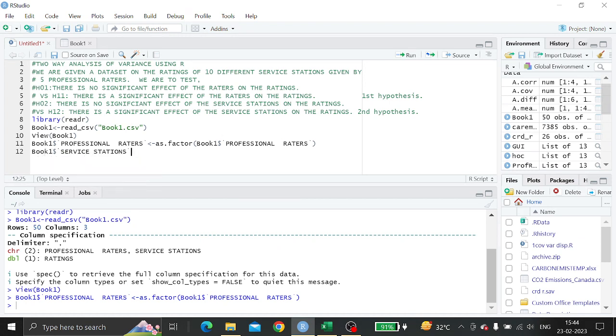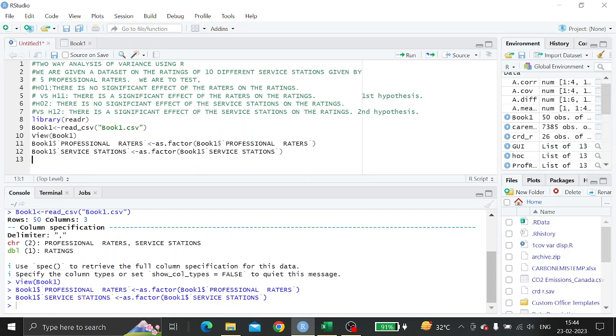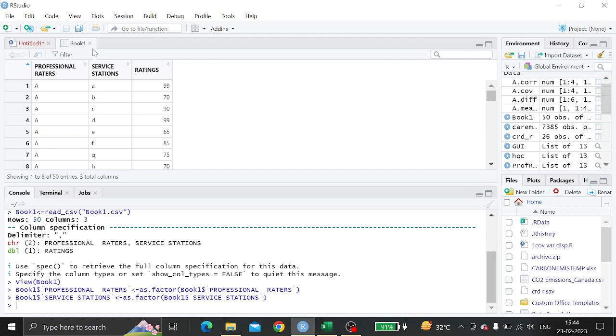Now same for the service stations. Now just have a look. R is treating the service stations as a factor with 10 levels. That's what we wanted. And R is also reading the professional raters as a factor with 5 levels. So we have successfully converted the characters into factors.